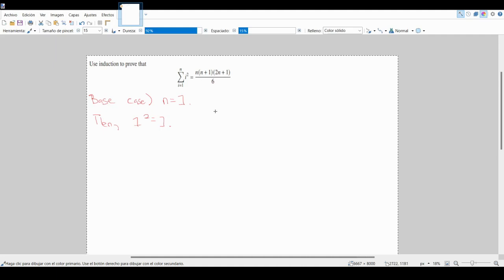We want to show that is equal to this. So we'll just plug in 1 in place of n. So we have 1 times 1 plus 1 times 2 times 1 plus 1 divided by 6, which equals 2 times 3 divided by 6, which equals 6 divided by 6, which equals 1. Therefore, we have proven the base case.